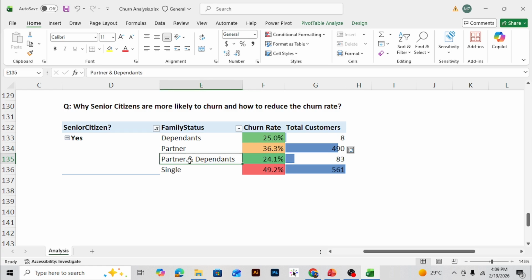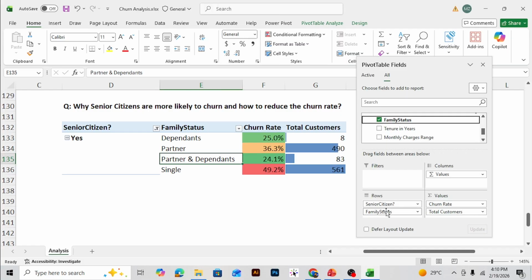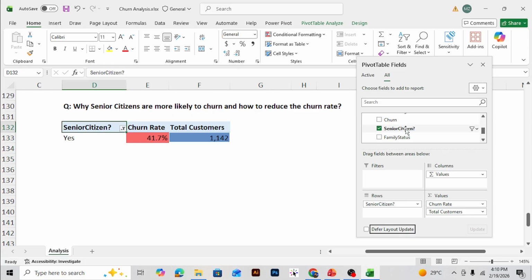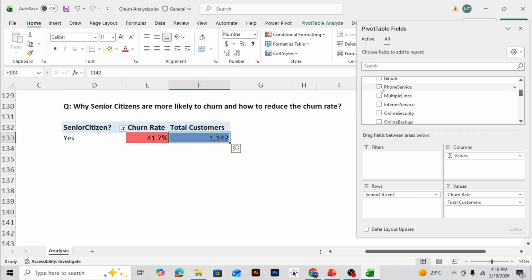So let's remove the family status because this is an external factor and we cannot control the family status of a senior citizen, because we cannot get them married or provide them kids or other family members. So let's focus on the internal factors. So I will remove the family status and let's bring phone service.